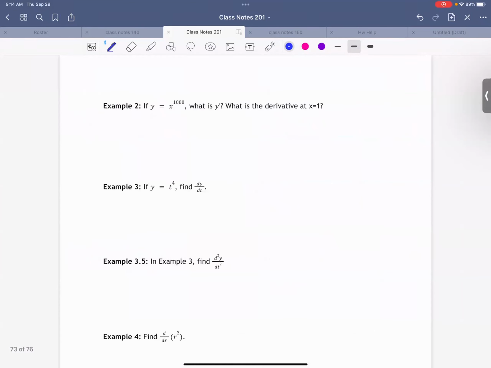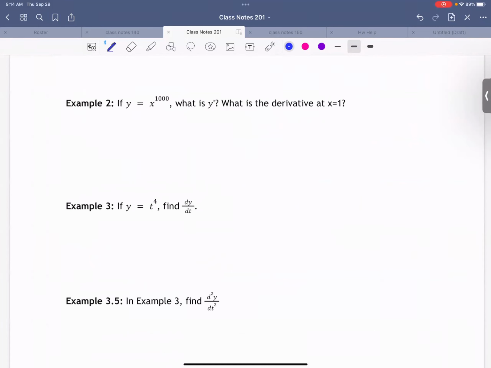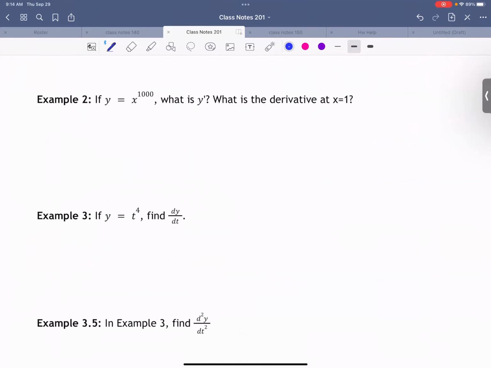Okay. I'm going to do one more example and then I'll let you guys on your own. Let's flip to the next page here. Yeah, let's just do this one. We can even do power functions where the exponent looks a little bit crazy. So here we have x to the 1000th power.